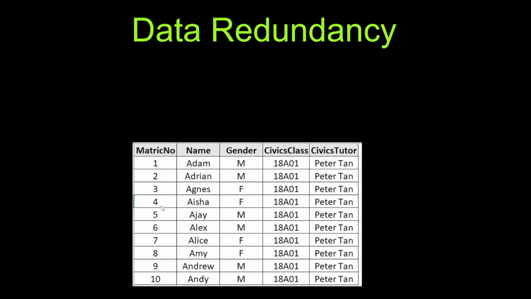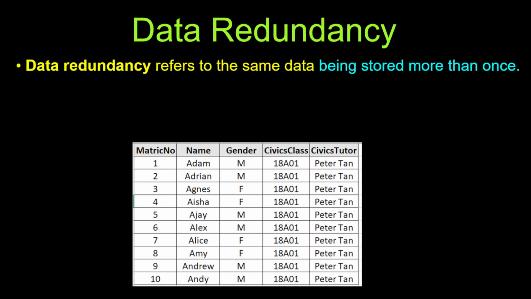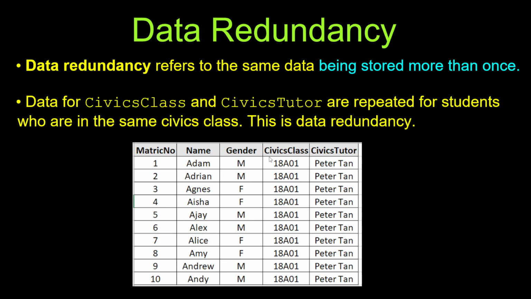Okay, what exactly is data redundancy? Data redundancy refers to the same data being stored more than once. So for example, in this table here, we have civics class and civics tutor. Because the students are in the same class, these two columns of data are redundant, right? So you may think it does not take up much space. Why can't you just have these extra columns here? Because it's good to have, kind of, right?